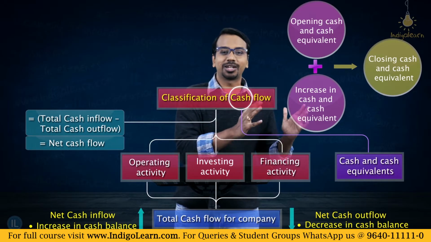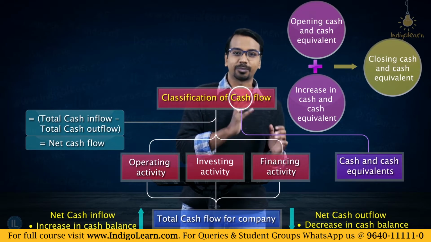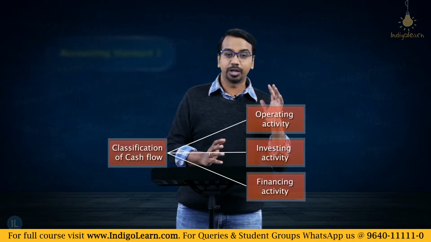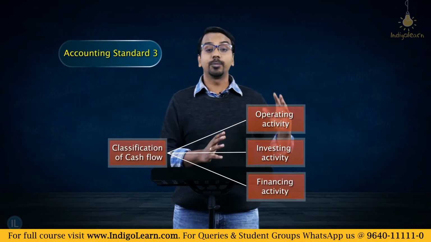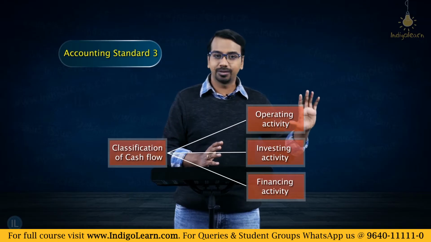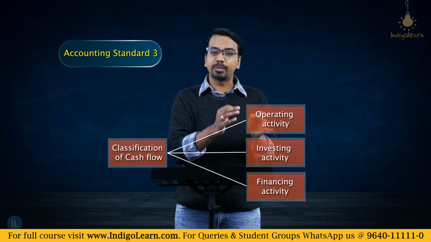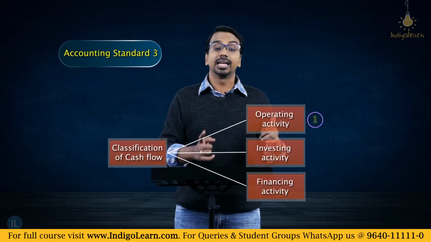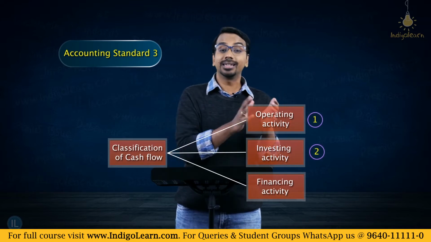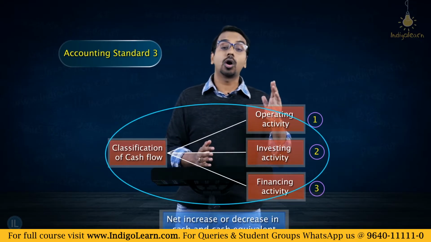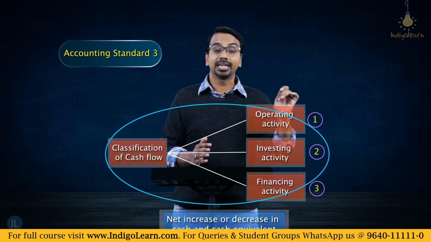This is the structure of a cash flow statement. This is what is also prescribed by Accounting Standard 3. In this, what do we do? We plot the cash flows from three activities, that is operating, investing and financing. Please remember the order: operating first, investing second, financing third. Sum these three up, you will get the net increase or decrease in cash and cash equivalents.